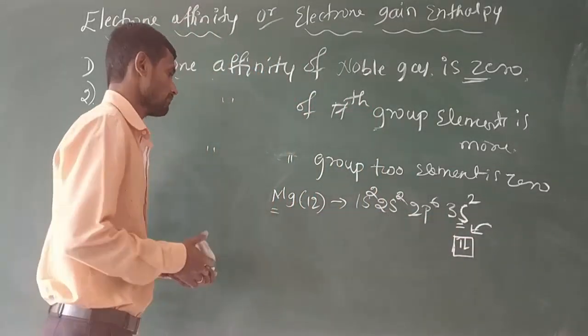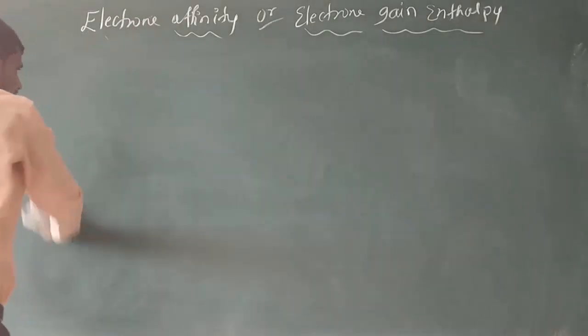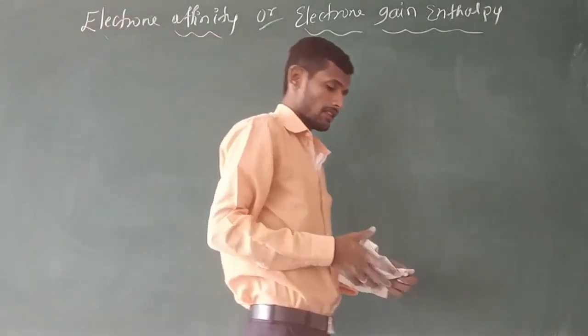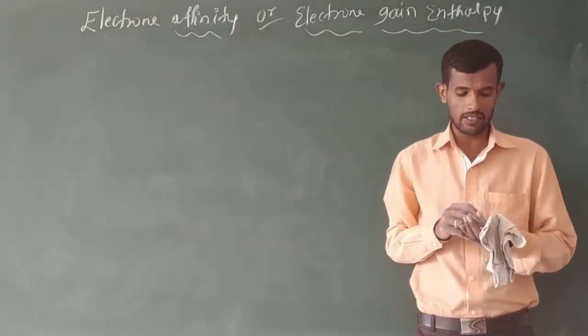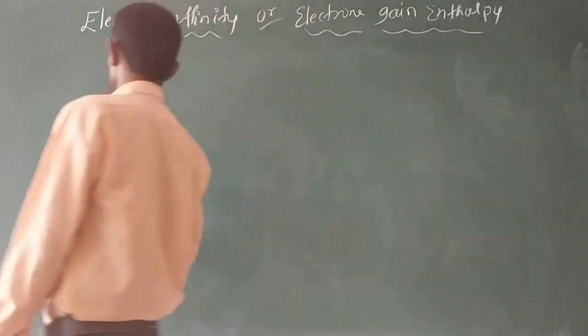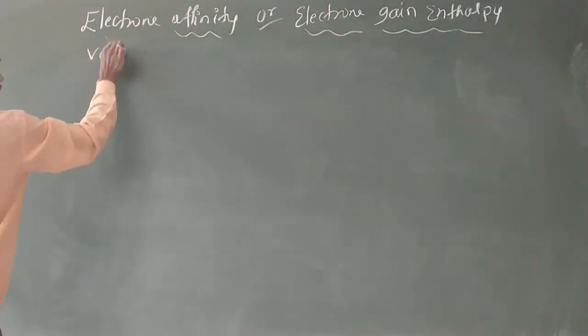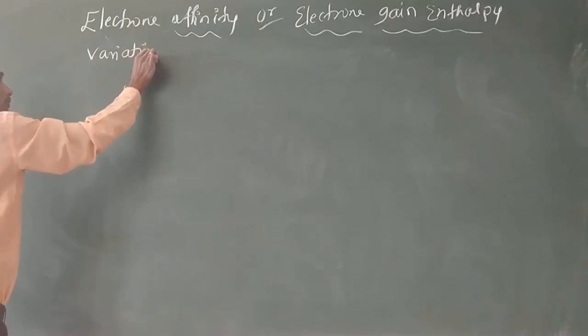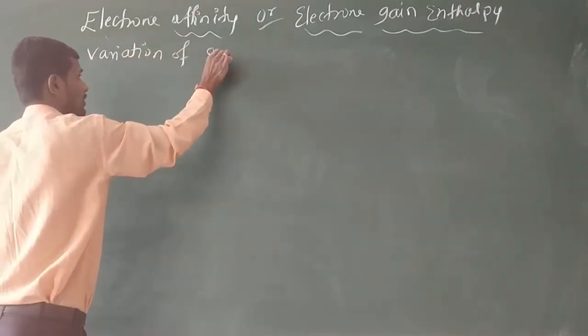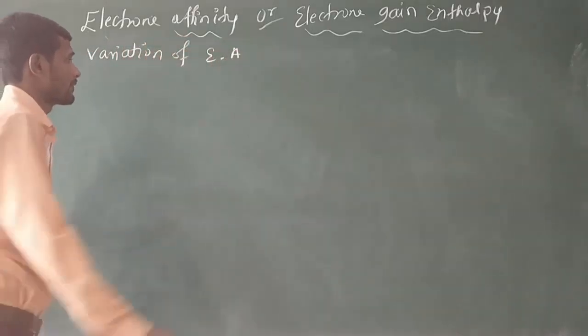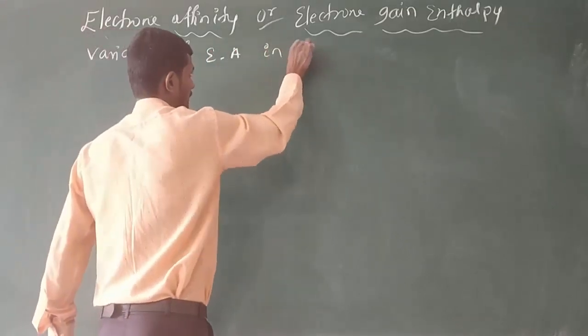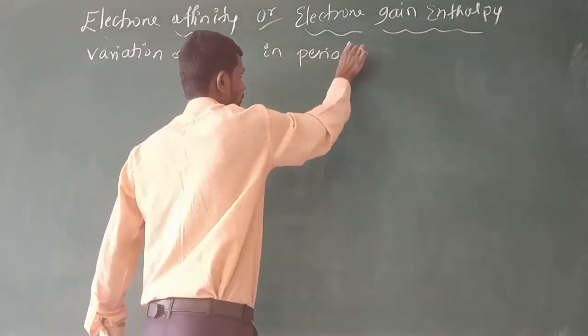Okay, students, now a very important 3 marks question on this concept, that is variation of electron affinity in the periodic table.